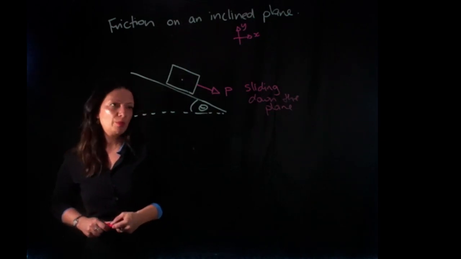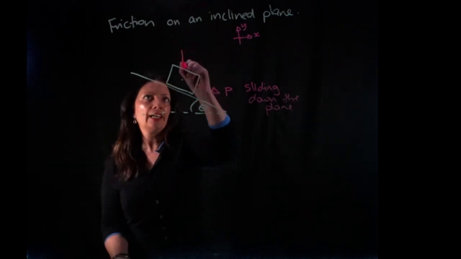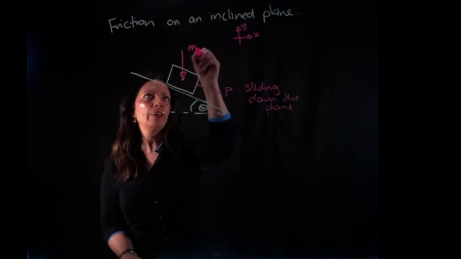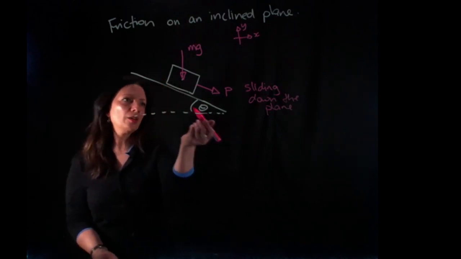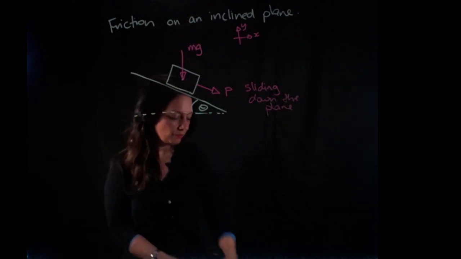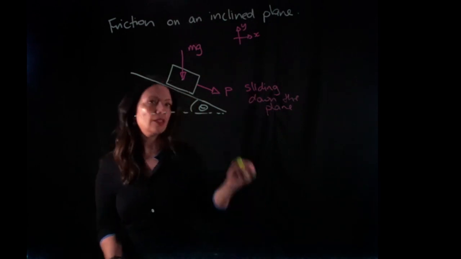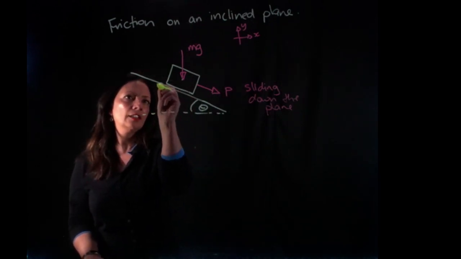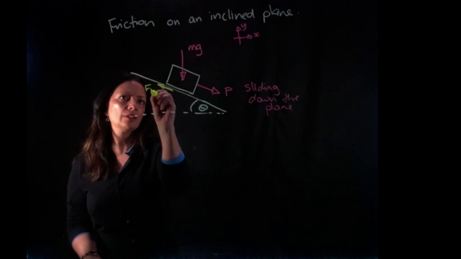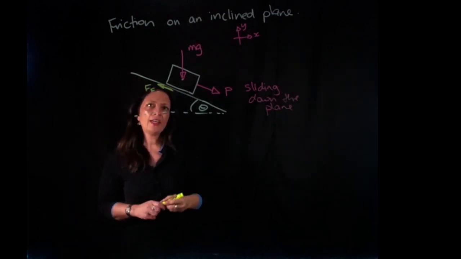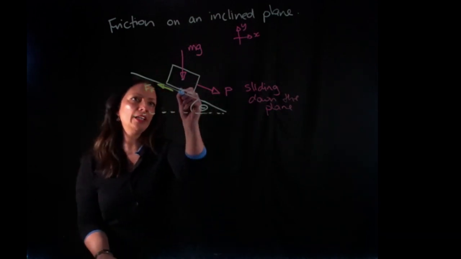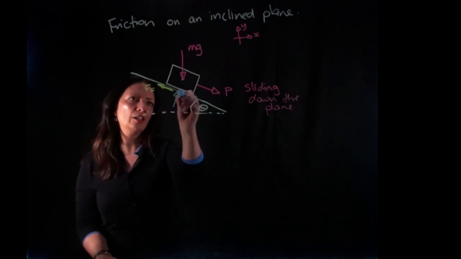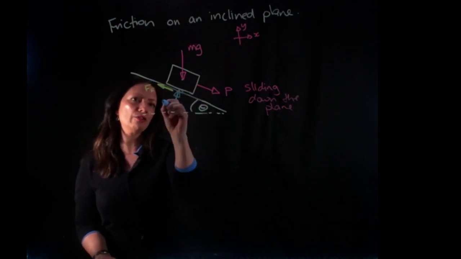So what are we going to have? We will still have mg, our weight force, but now our frictional force is going to go up the plane. Here is my frictional force. And we're going to have one more force left over, and that's my normal force, which is acting perpendicular to the surface.